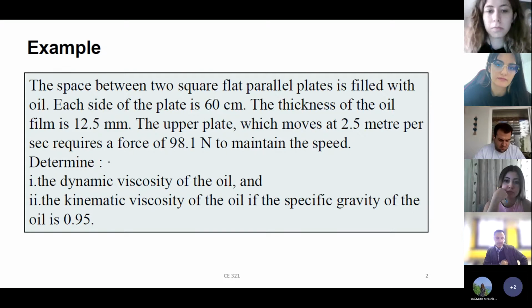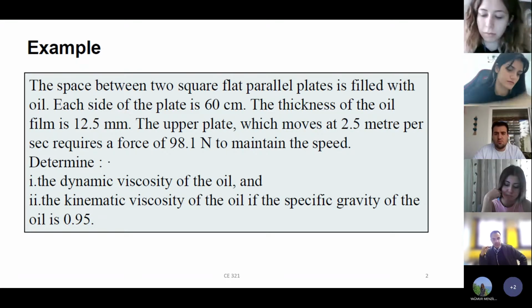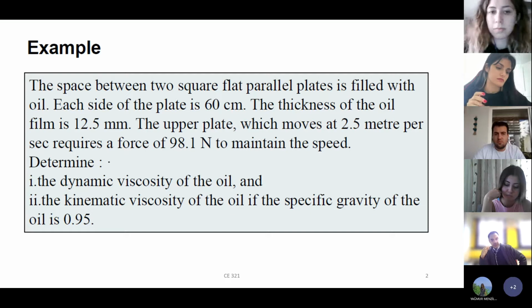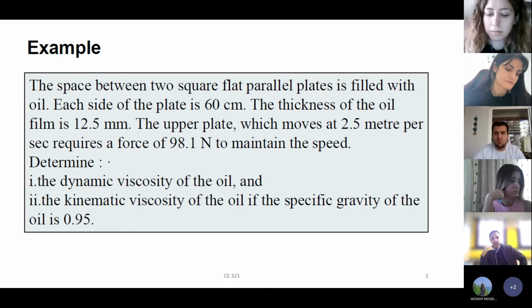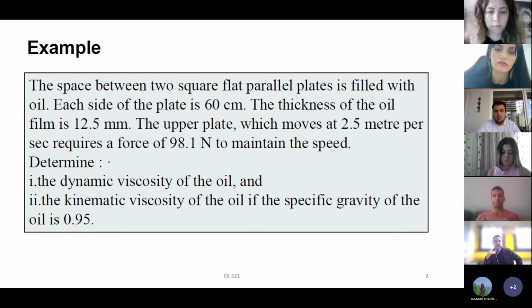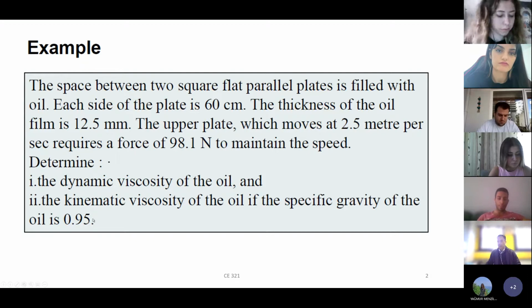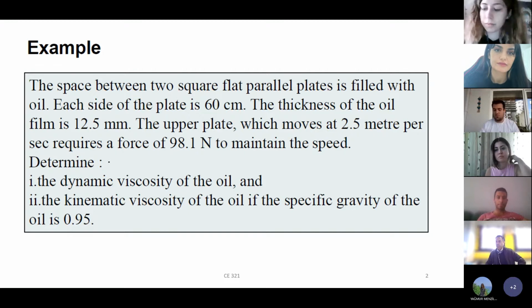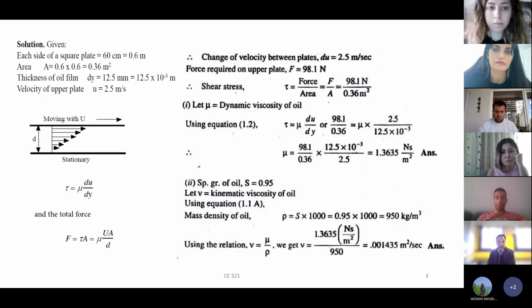Do you remember specific gravity? What was it? The ratio of density of any liquid or any fluid to the density of water. So this is a dimensionless parameter, which is called specific gravity. Okay, let's see the solution, which reminds you the entire formula of the Newton viscosity law.